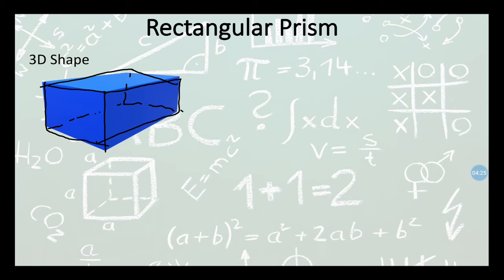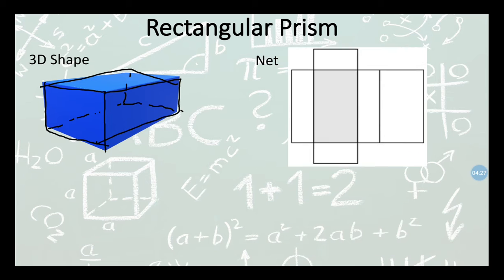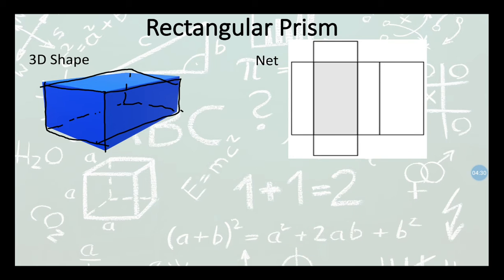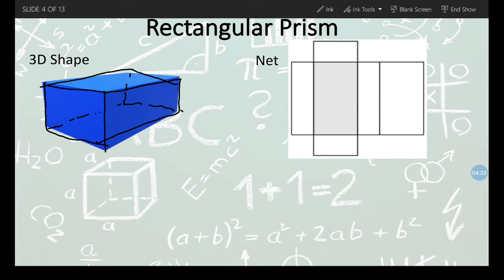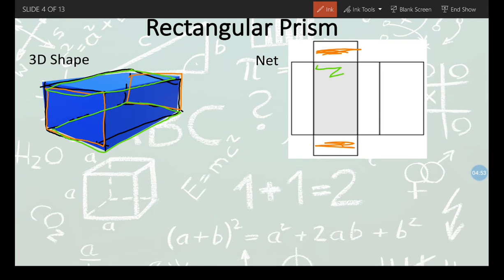So if I unfold that 3D shape, I would end up with some sort of net that looks like that. This should make sense because I have the front and the back, which would be this front and the back. I would have the top and the bottom, which is the top and the bottom. And then that's also made up of the left side, which is this side right here, and the right side, which is right here. So the left side and the right side.